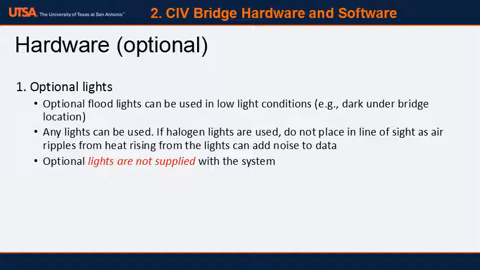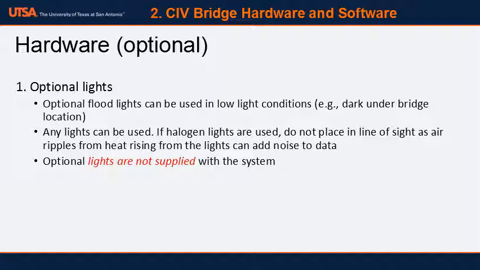Any lights will work really. However, if you're using lights like halogen lights that produce a lot of heat, it is advised that you do not put them right under the cameras. The heat rises, and you can see the air ripples from the heat, which will actually add noise to your data. The measurement is so refined that even ripples in the air like that, we've seen it in experiments, will add noise to your data.